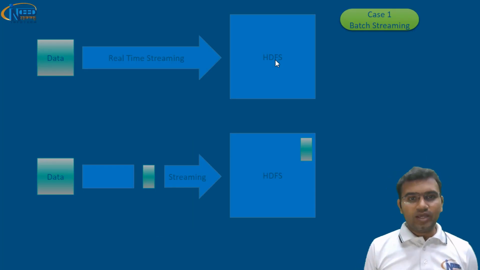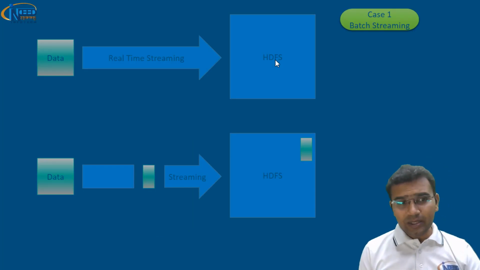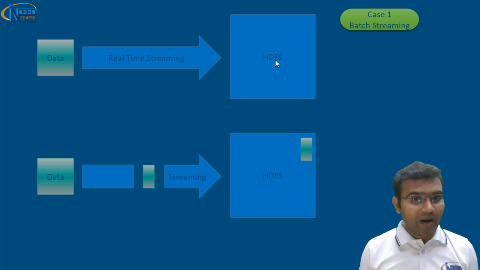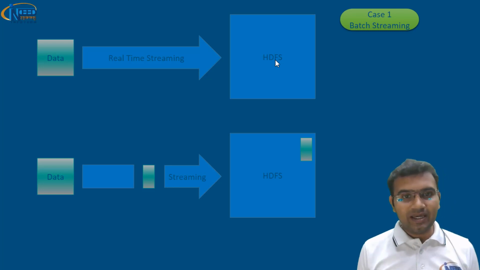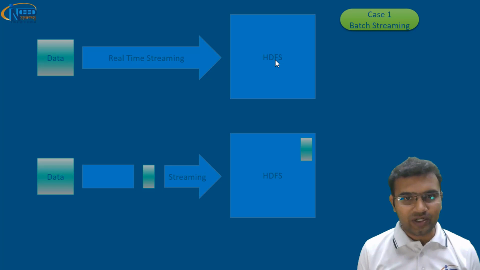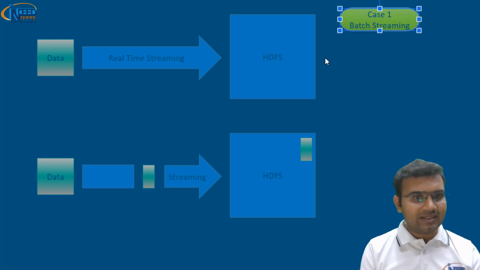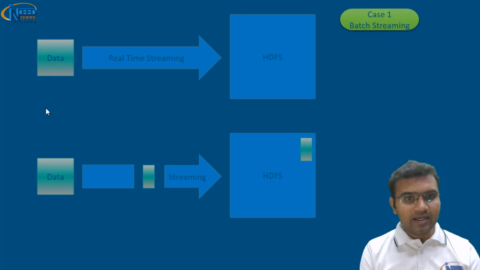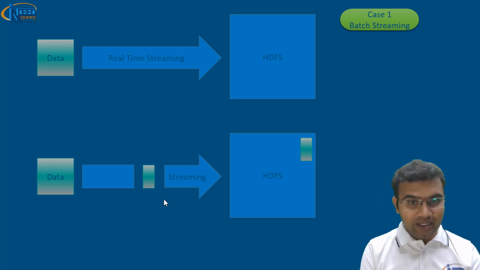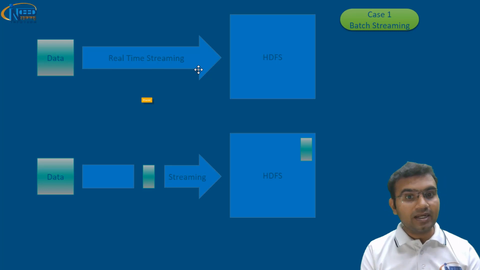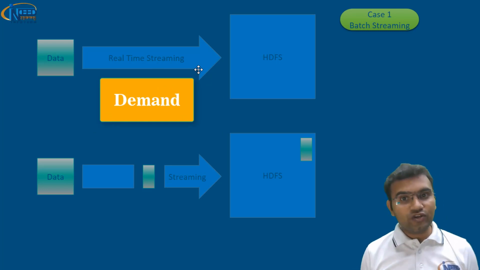So the scenarios I'm telling you about are the kind of requirement, the kind of demand which we have. Here you can see I have portrayed the first case. Case one is basically batch streaming. In this particular case the data is coming as real time streaming into HDFS, and this real time streaming is the demand which we have.